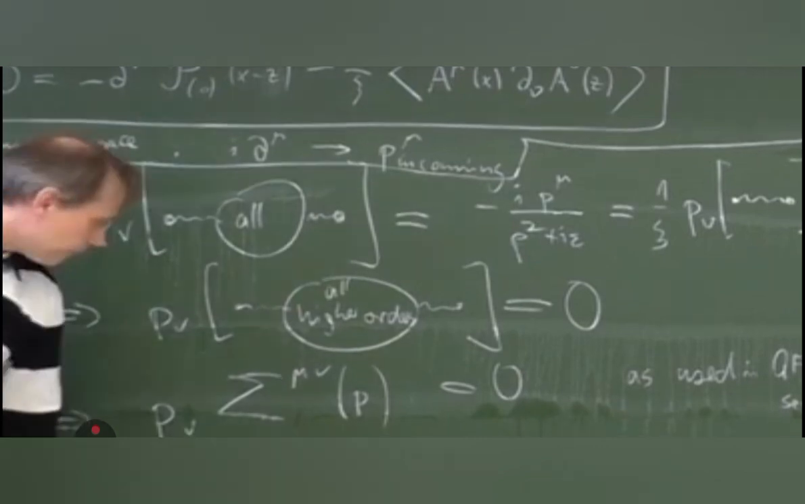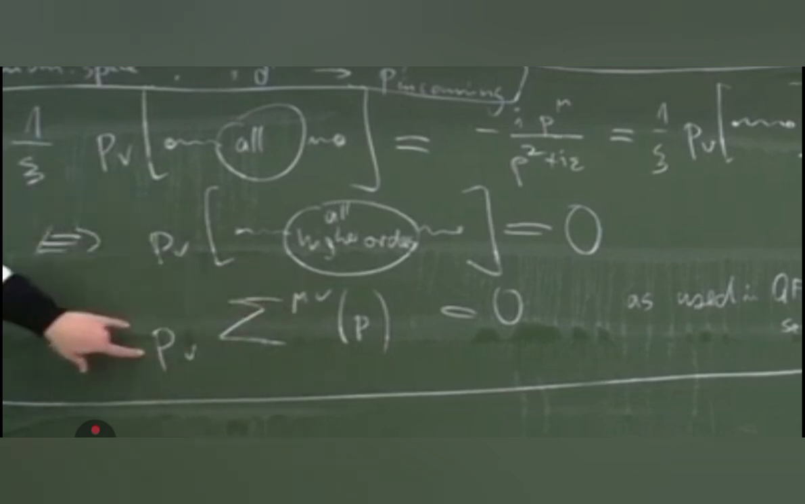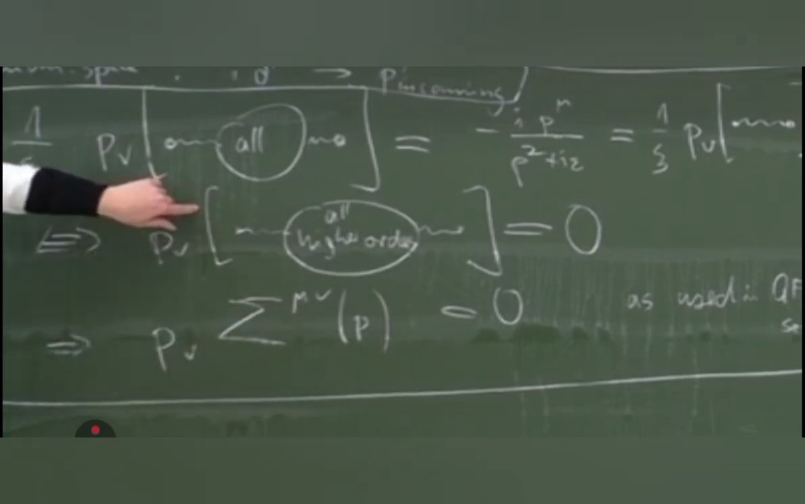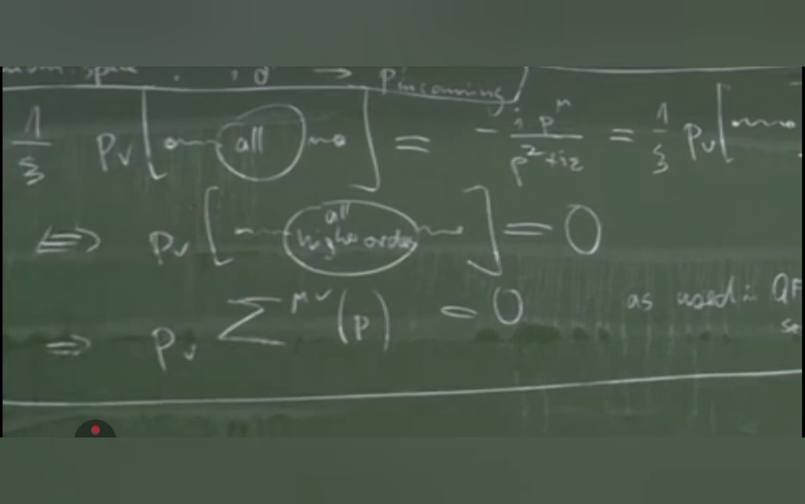But the derivation can always be done in this way. And here in particular we have derived this important point, namely the transversality of the photon self-energy, in other words the transversality of all higher order corrections to the photon propagator. This is very important. And you see also this more general thing.